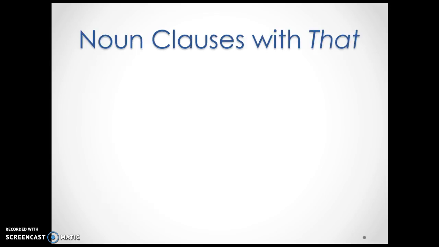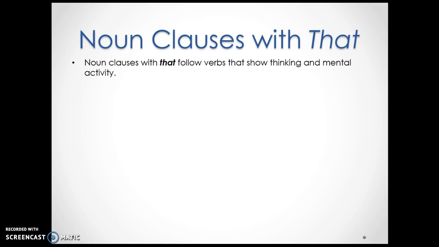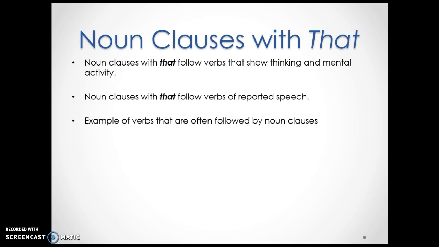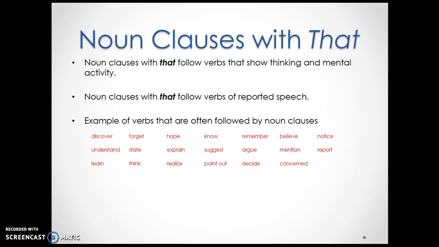The first type of noun clause we're going to talk about is noun clauses with that. So noun clauses with that follow verbs that show thinking and mental activity. They can also follow verbs of reported speech. And here's some examples of the types of verbs that are often followed by noun clauses. So let's look at some examples.